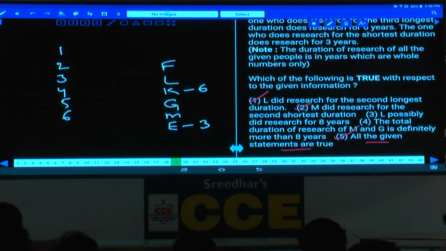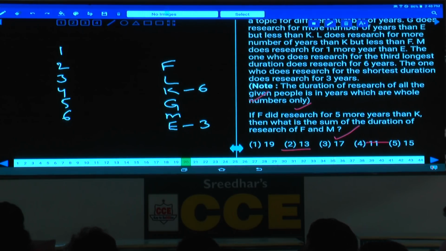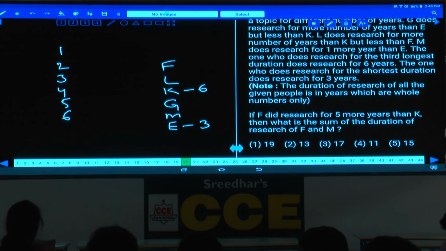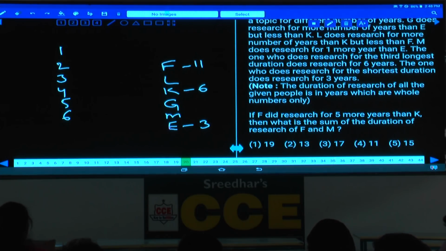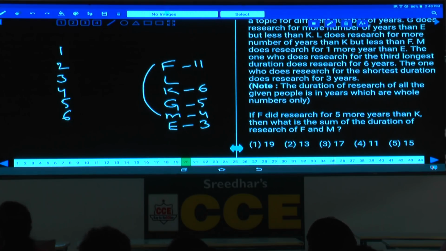And this is about 18 and 19. Then the 20th. Now question number 20, if F did research for 5 more years than K, F will be 11. Then what is the sum of the duration of F and M? As F and M, what is the sum here? Now this will be 4, this will be 5, isn't it? F and M, 11 plus 4 is 15, and it is given in choice 5.